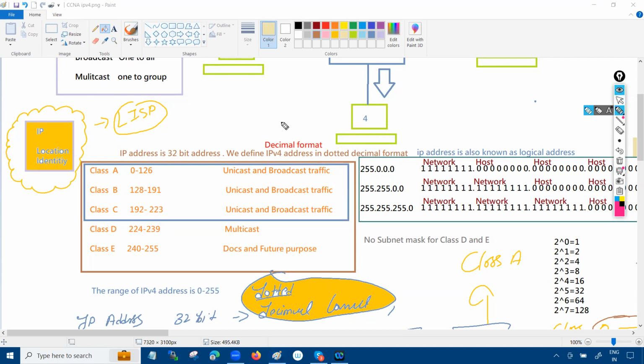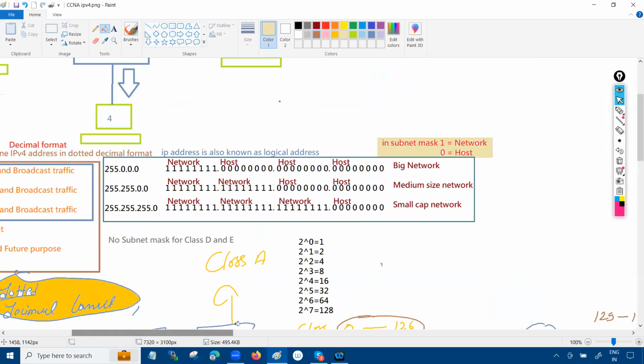One thing you have to pay attention to is IPv4 addresses. IPv4 addresses are separated with the help of dotted decimal format, and the range of each part of the IP address is 0 to 255. Each IP address has subnet mask information. That subnet mask information will tell you how many host portion and how many network portion we have.